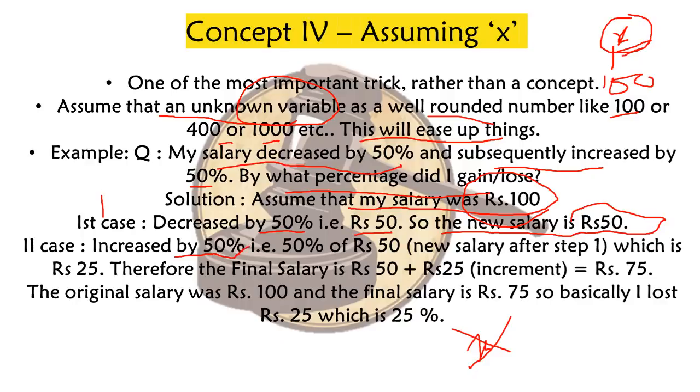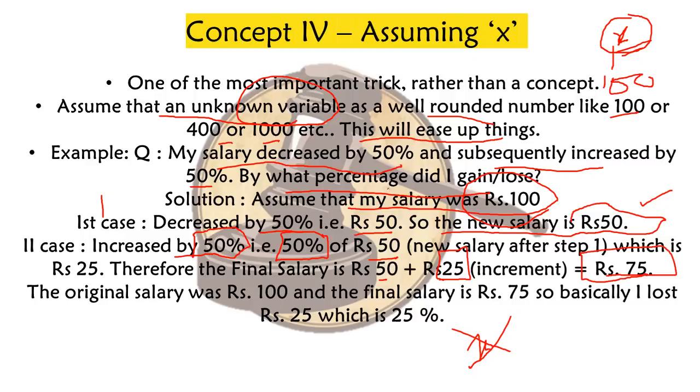Now remember, this increase of 50% won't be on my original salary, because now my salary is just 50. So this 50% increase will be on this new salary, that is 50 rupees. So 50% of 50 would be, if you convert this percentage into a fraction, 50% is 1 by 2. 1 by 2 of 50 is 25 rupees, right? So this is my increment. 25 rupees is my increment. Now 50 plus 25, so my new salary is 75 rupees, right?